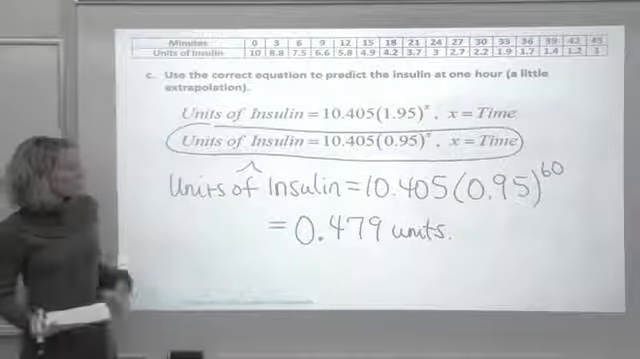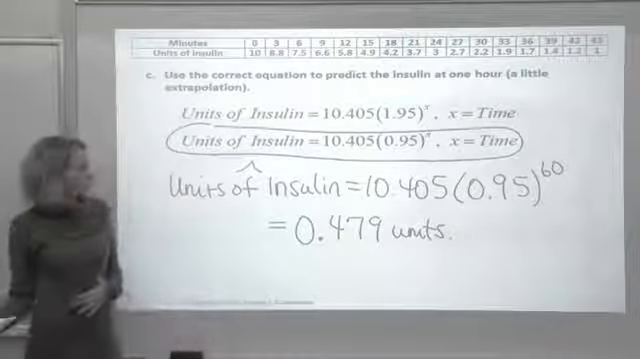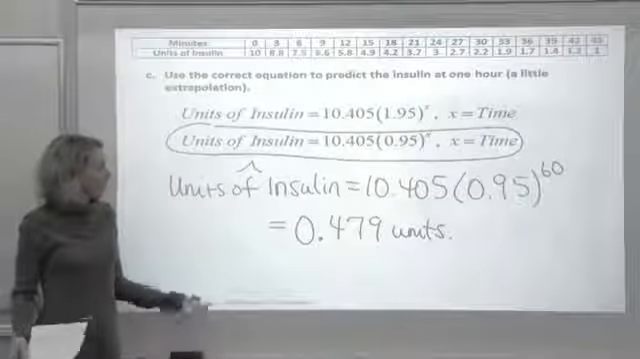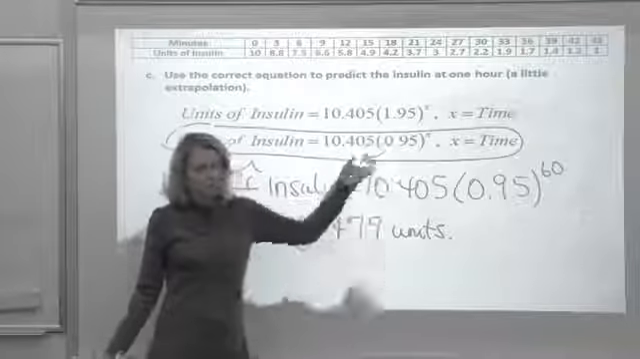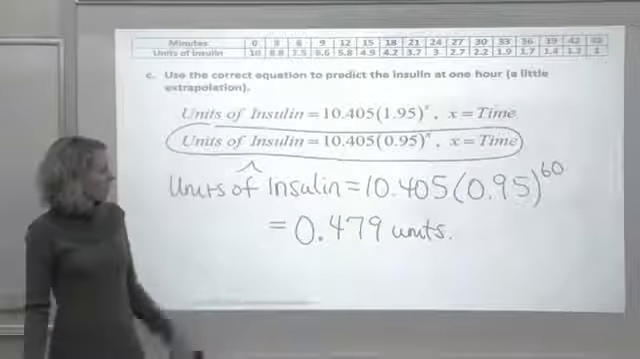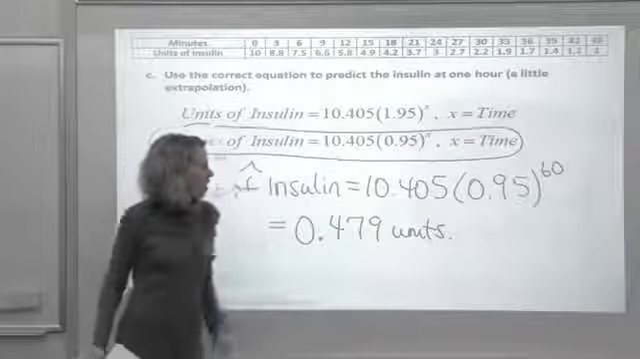All right, those are some examples with exponential equations, both an example of growth and an example of decay. Again, whether it's growth or decay really depends on that base. If the base is bigger than 1, you're going to have some growth. If the base is a number between 0 and 1, we're going to have decay.